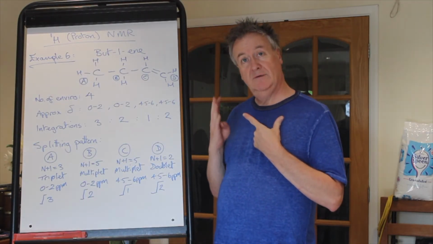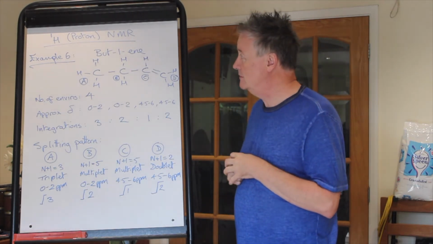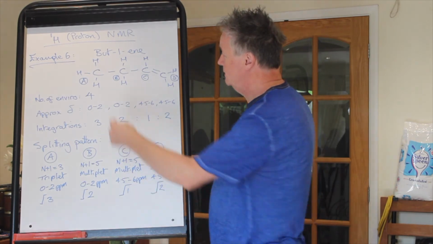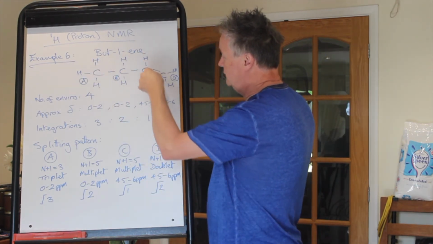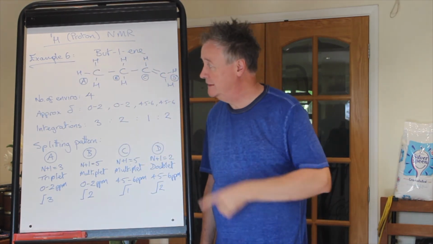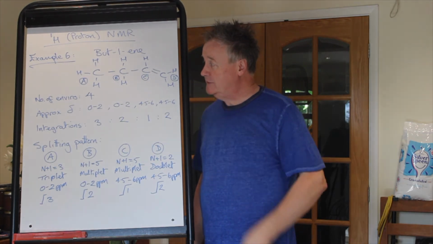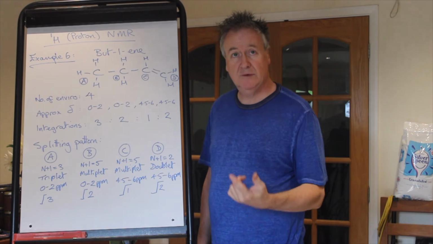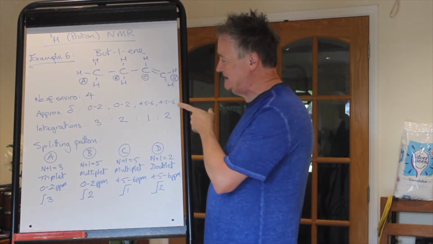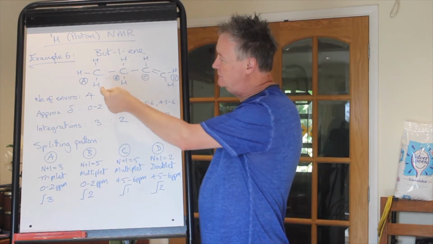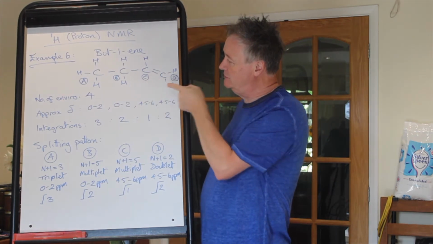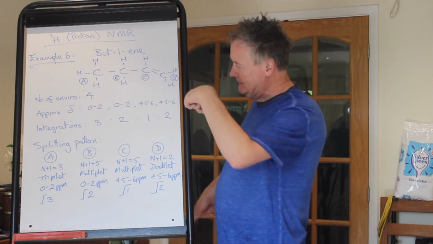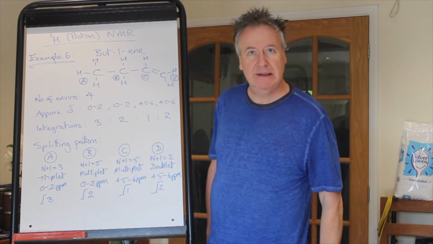But-1-ene. 4 environments. I've labelled them A. These are all the A's. I didn't label each hydrogen with an A, but they're all A. These are B, that's the C, and there are 2 D's on the end. Chemical shift values, A, B, C, D: 0 to 2, 0 to 2, 4.5 to 6, 4.5 to 6. Integration heights, 3 hydrogens worth, 2 hydrogens worth, 1 hydrogen worth, 2 hydrogens worth, so it's 3 to 2 to 1 to 2.